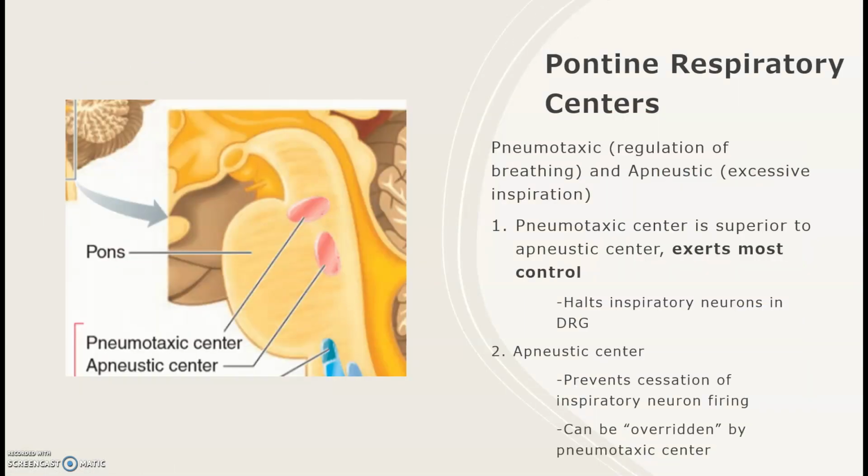Now let's move superior. So we're moving to the pons. And these two centers of the pons that we'll look at are the pneumotaxic center and the apneustic center. Apneustic center, sorry, I always pronounce that wrong. Pneumotaxis, when we think about pneumo, we're thinking about lungs. And in taxis, we're thinking about movement usually, so like chemotaxis. In other words, for this case, it's called the regulation of breathing, so the movement of breathing. And the apneustic has to deal with excessive inspiration.